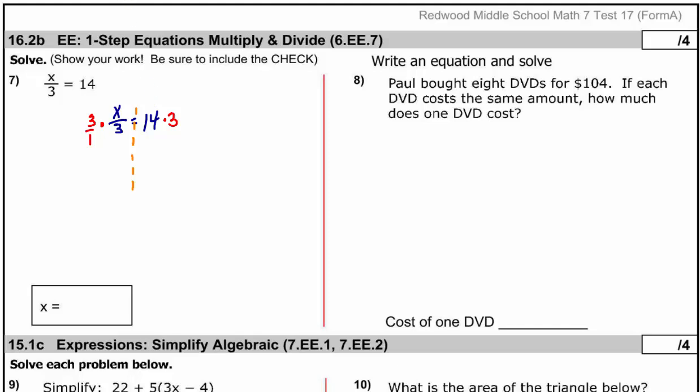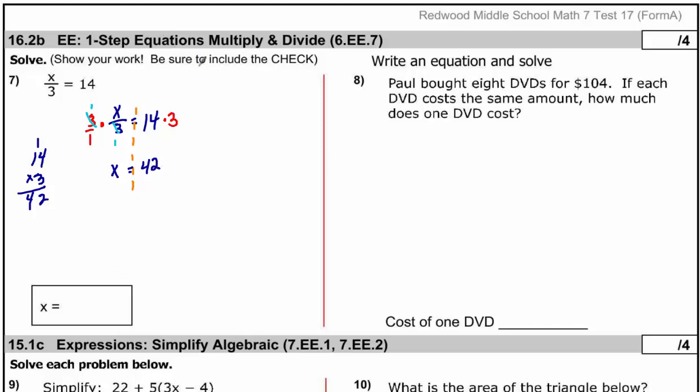You will know if you did this first part correctly, because if you did it correctly, these will cancel out to 1. And you'll be left with x. On this side, 14 times 3. 3 times 4 is 12, carry a 1, 3 times 1 is 3, and 1 more makes 4. 42.